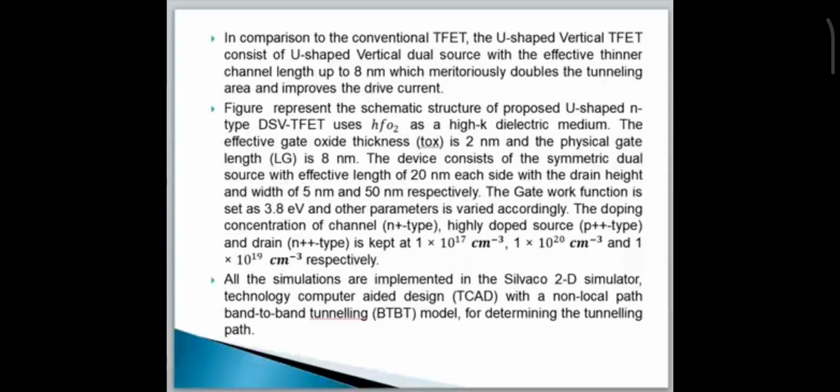All the simulations are implemented in the Silvaco 2D simulator, technology computer aided design TCAD, with a non-local path band-to-band tunneling model for determining the tunneling path.